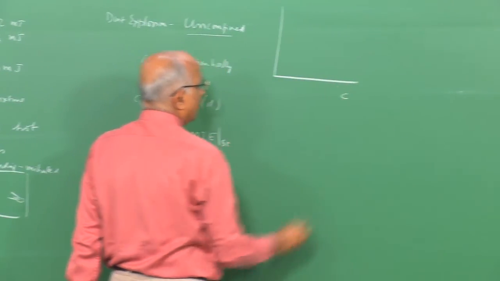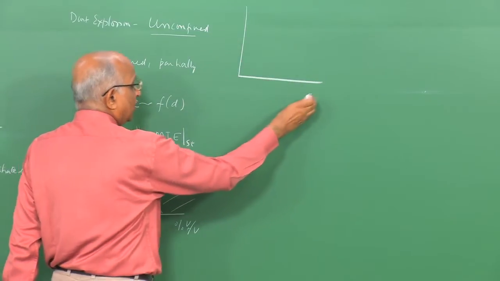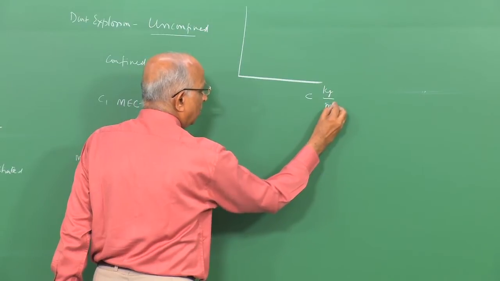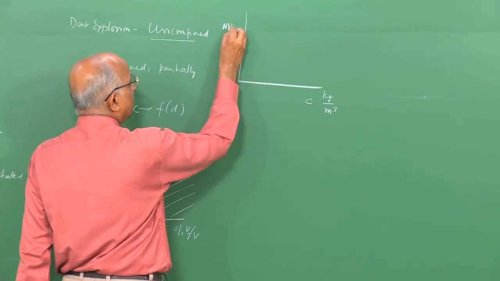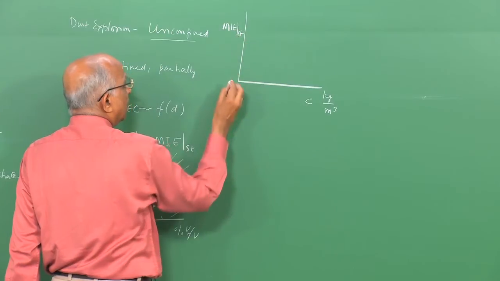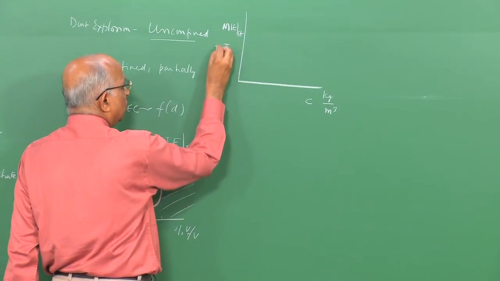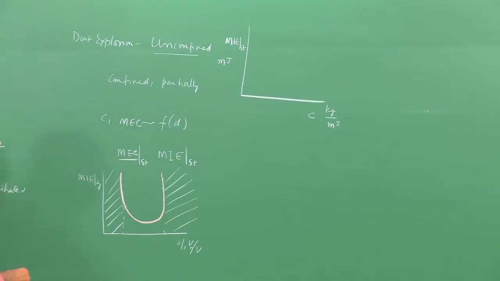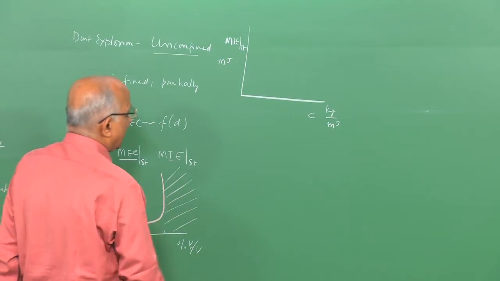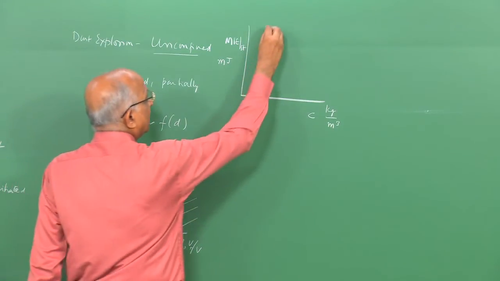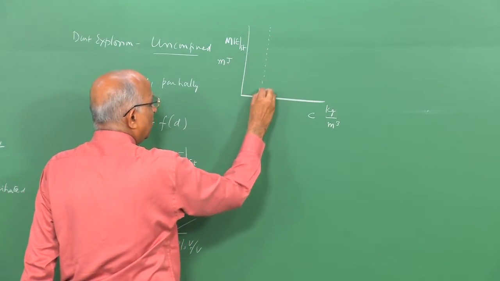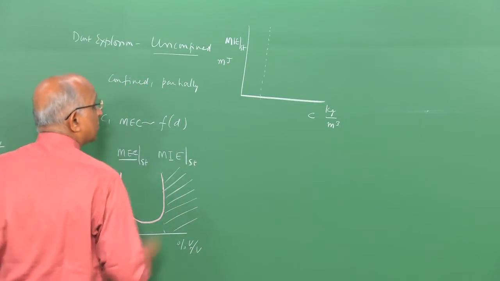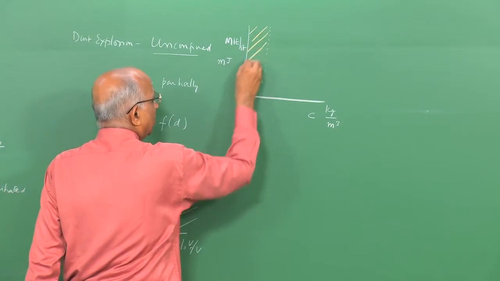Well, I have concentration here. I talk of the concentration of the dust particles, let us say in so many kilograms per meter cube. I talk in terms of minimum ignition energy for a dust mixture in millijoules, because the energy level is of the order of millijoules. Then what is going to happen? Just like in a gas mixture, we also found yesterday that below a certain threshold value of concentration, the mixture just does not ignite. This is something which cannot ignite at all.